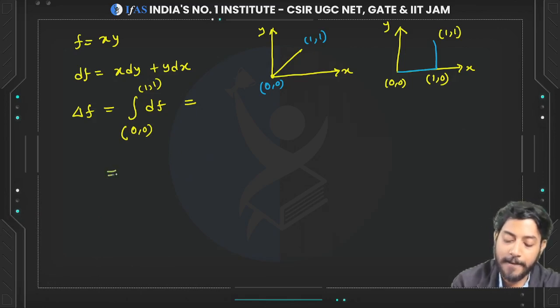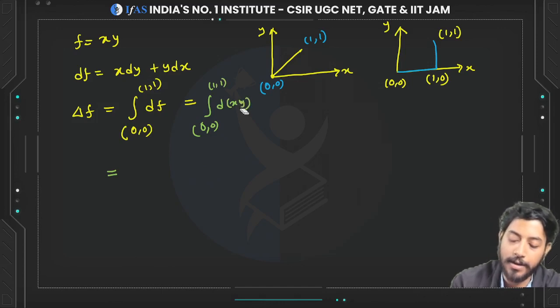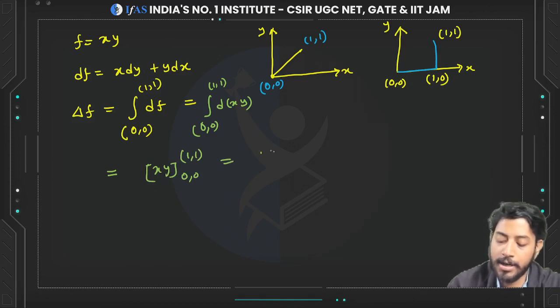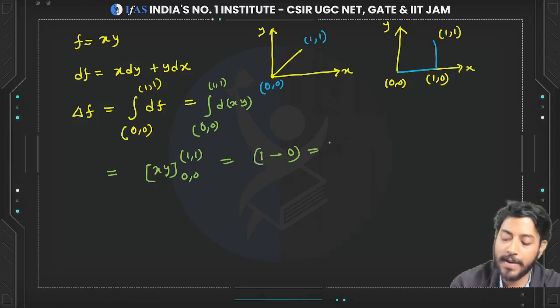So this is basically, if I'm changing from (0,0) to (1,1), and it's df, so df is equal to the integration from (0,0) to (1,1) of d of xy, and of course I'm getting d of x, and of course I'm getting this is xy, and I have to write (0,0) and (1,1). So if I just do this, I'll get 1 into 1, so it is 1 minus 0 into 0, it's 0, so definitely I'm getting 1 as my answer. So change in f is 1 if I follow this path.